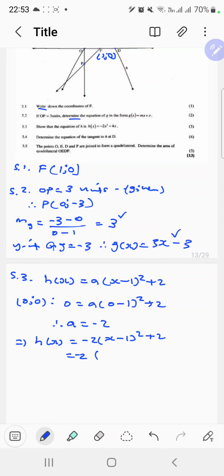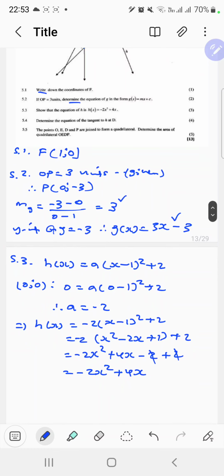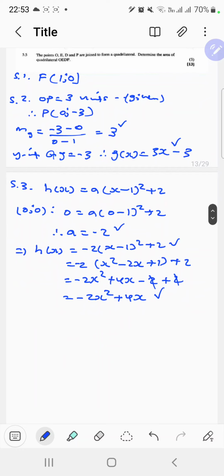Then we follow this out: x squared minus 2x plus 1, plus 2. Then we have minus 2x squared plus 4x minus 2 plus 2. And those ones cancel each other. We have minus 2x squared plus 4x. And that's exactly what they wanted us to show. So what's important is to solve for a here, then the correct substitution and the final answer. That's how the 3 marks come about.